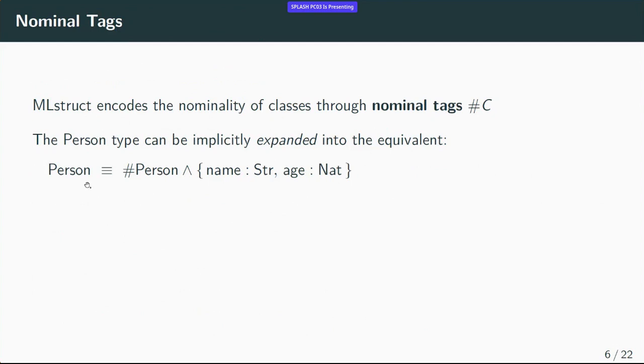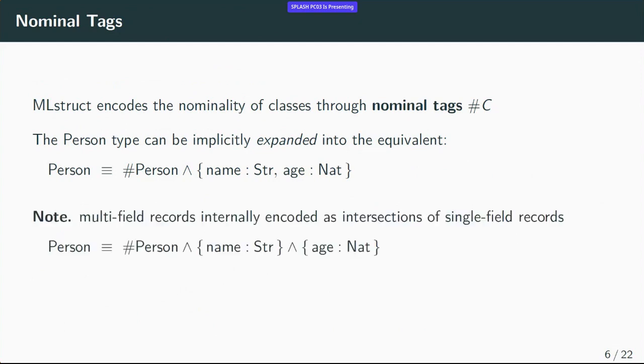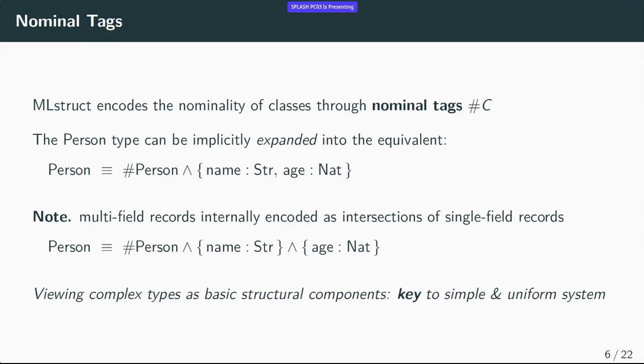So actually, the person type can be expanded into an intersection of its structural components, which includes this nominal tag. And that's why we cannot use a record as a person if it doesn't have this intersected nominal tag. Moreover, multi-field record types are actually desugared themselves into single field record types that are intersected. And so the basic idea is that we look at the complex types defined by the users and used by the users, and we decompose them into basic structural components, which is actually one of the key ideas to make type inference and constraint solving manageable and easy to do.